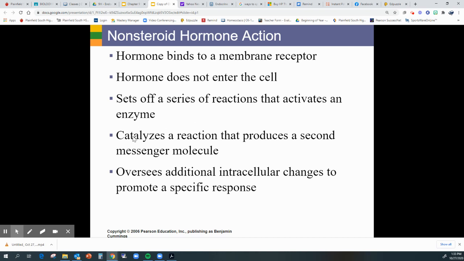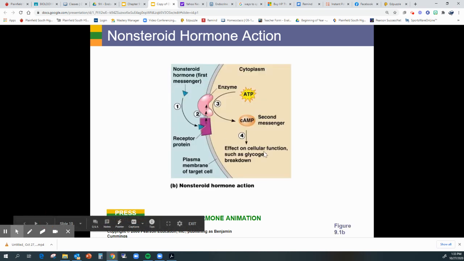They're going to then usually cause a catalyst to produce a secondary messenger molecule. All right. And then they simply will just continue to oversee that process until the changes meet whatever the response was needed. Okay. So this is what it looks like.